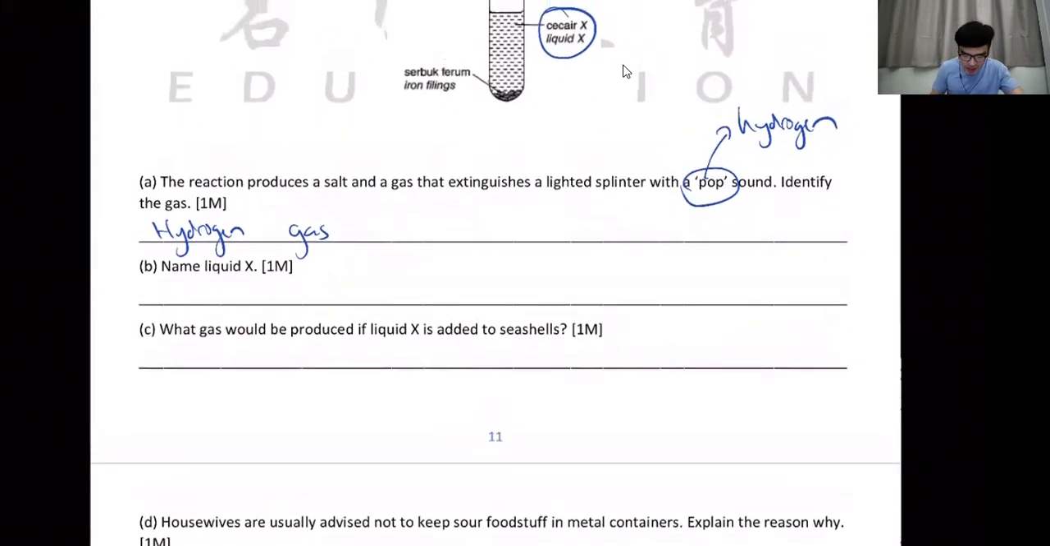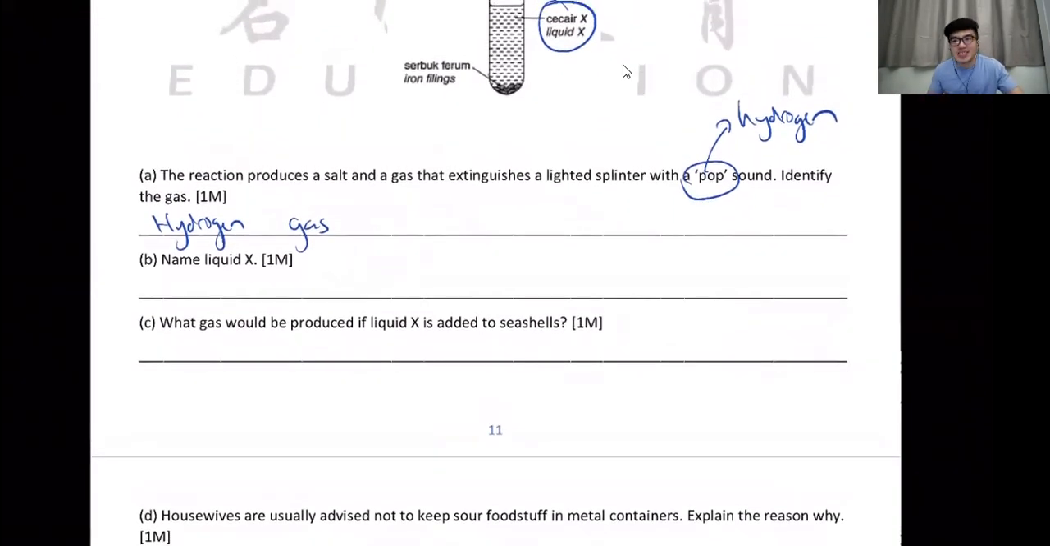So what is liquid X? You don't just say acid. What acid? You name one acid. You want to say hydrochloric acid. The one in your stomach lah, hydrochloric acid. Sure. If you say, sir, I don't want to use this, can I use sulfuric acid, the battery acid? Sure. Nitric acid? Sure.